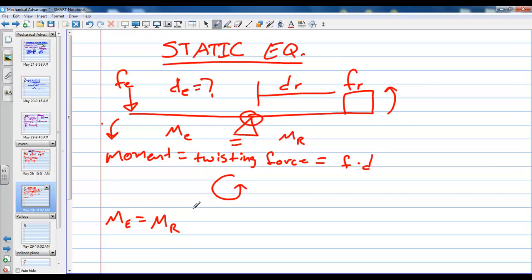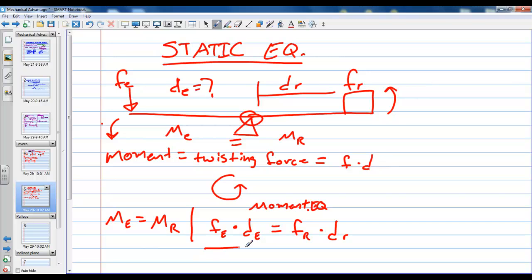So this equation right here would look like what? Well, we have Fe times DE is equal to FR times dr. Okay, that's a moment equation. Moment EQ. All right, so it's a moment EQ.